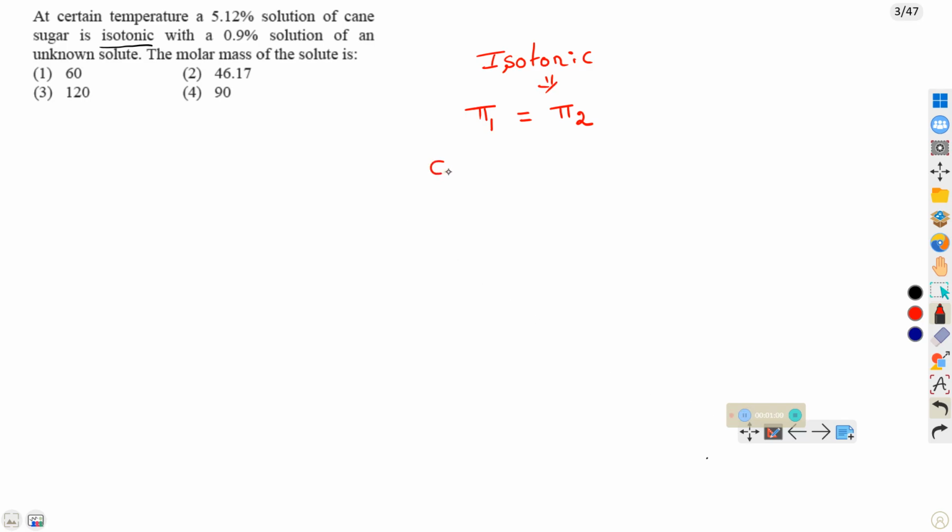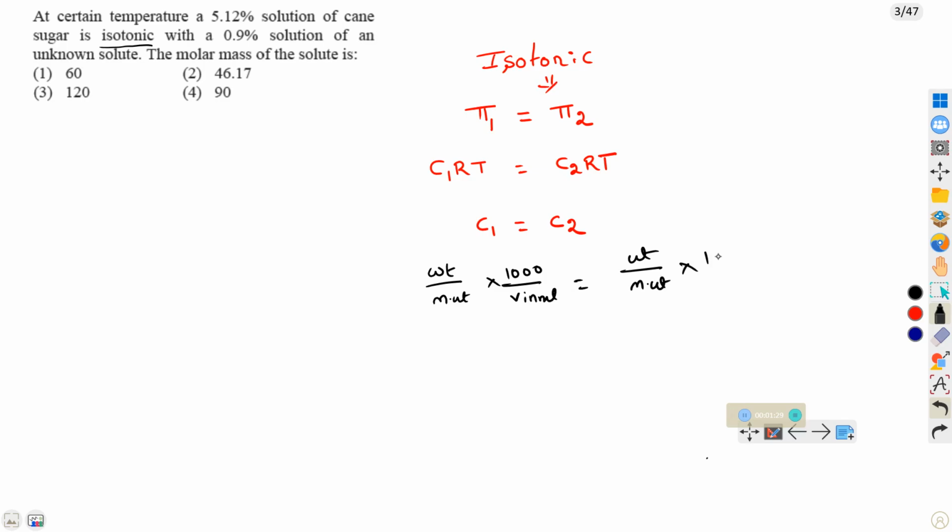Osmotic pressure pi is equal to C1 RT, C2 RT; RT cancels, so C1 is equal to C2. Here the concentration is expressed in terms of molarity. Molarity formula: weight of the solute by molecular weight of the solute into 1000 by volume in ml. Here also, weight of the solute by molecular weight of the solute into 1000 by volume in ml.